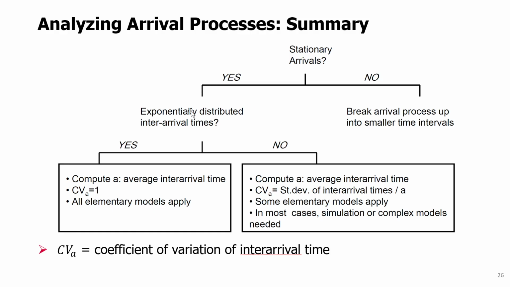Once we do this, we arrive here, and then we check whether the inter-arrival times are exponentially distributed. If yes, then this is the best case. All our models will apply. The coefficient of variation for inter-arrival times will be 1, because that's the case for exponentially distributed inter-arrival times. And we can calculate the average inter-arrival time from the data.